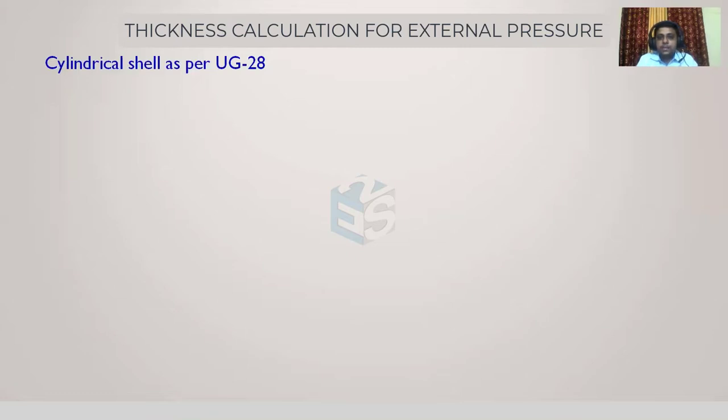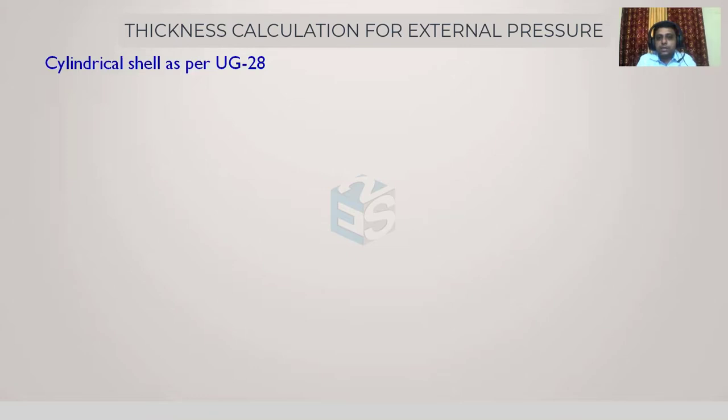And if there is a single ring, then we will split that cylinder in equal halves. Then the L will be L by 2 of what it was earlier. So with the new length, we will calculate the L by DO ratio again, and we will reperform the calculation until we get the allowable pressure more than the design pressure. Or it could be a combination of both, where sometimes we would increase the thickness and also provide the stiffener to optimize the design.